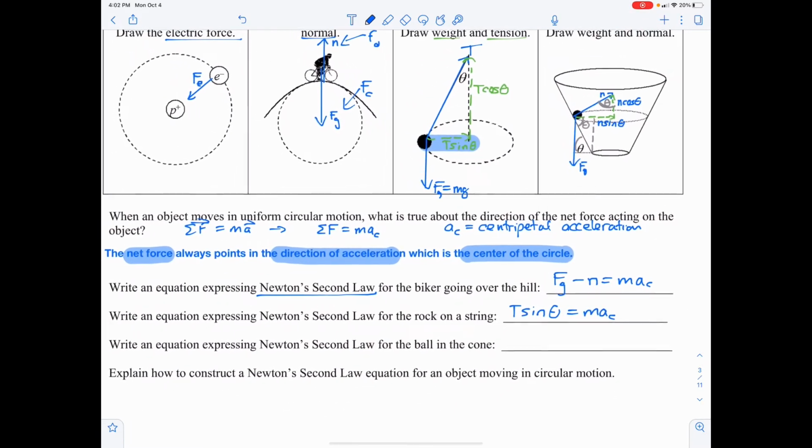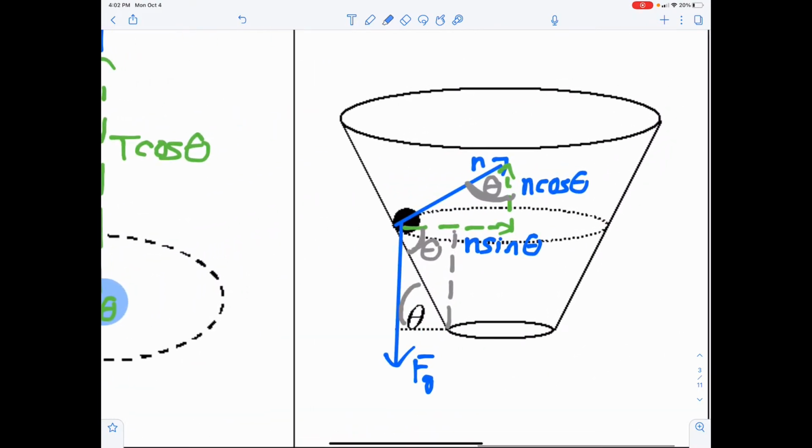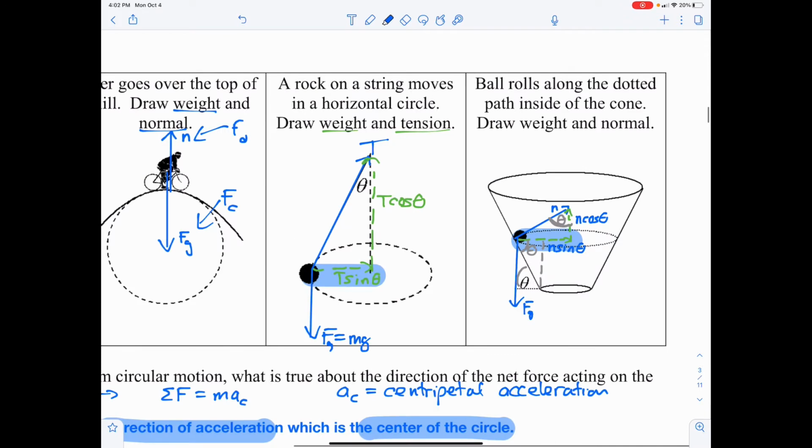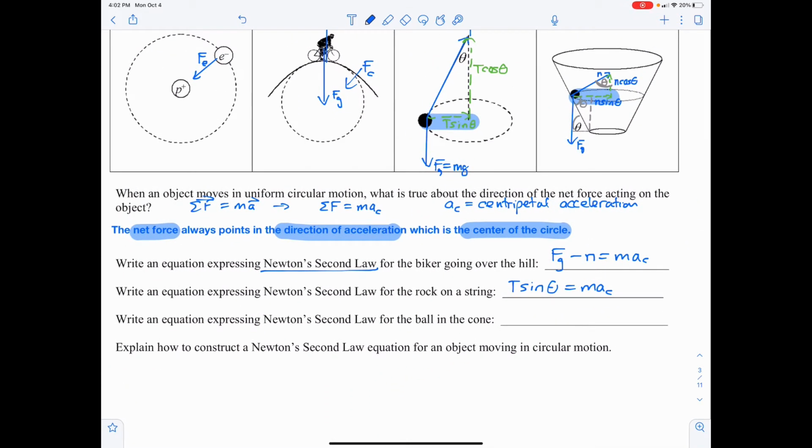Write an expression for Newton's second law for the ball in a cone. Similarly, n sine theta is pointing to the center of the circle, and thus n sine theta is what is causing the circular curvature and the changing of direction, and therefore the centripetal acceleration. So n sine theta equals MAC.